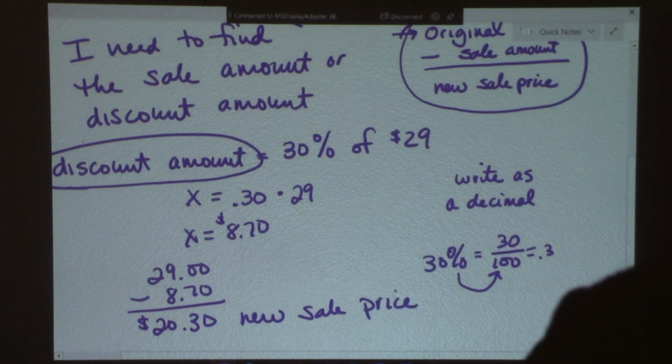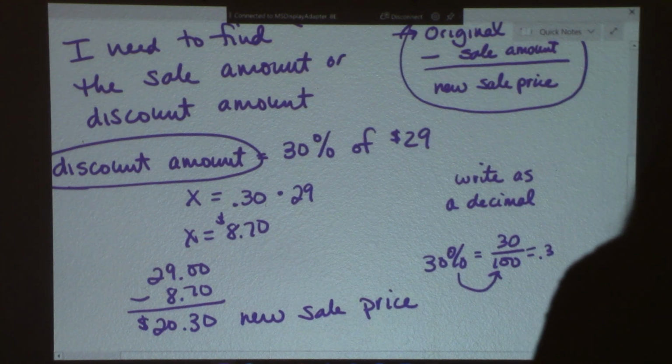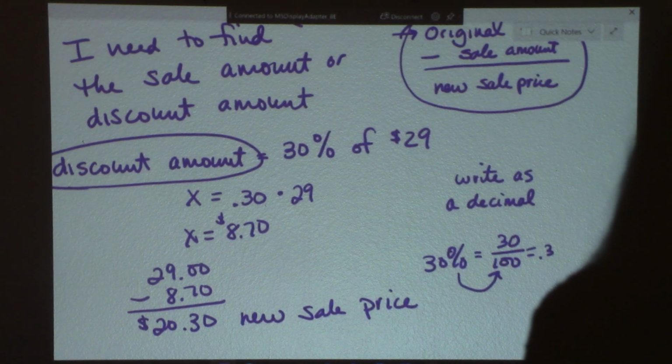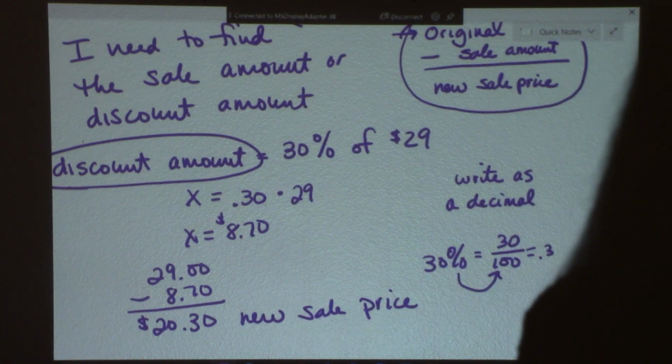I can't tell you how many times I've been in the clothing store and they'll say 25% off or 50% off. And what am I doing in my head? I'm calculating that. I'm trying to figure out, okay, it's a $40 pair of pants and it's 30% off.